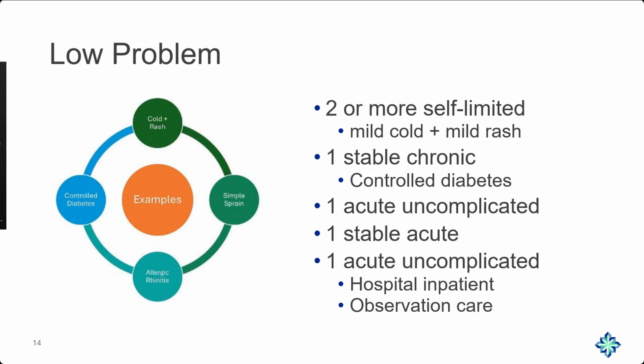Next one is acute uncomplicated illness or injury requiring a higher level of care. And this can include a decision for hospital inpatient care or observation care. We get this question a lot. In order to count this, where's that decision for that higher level of care being made?